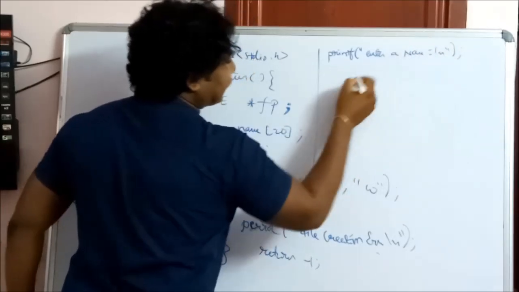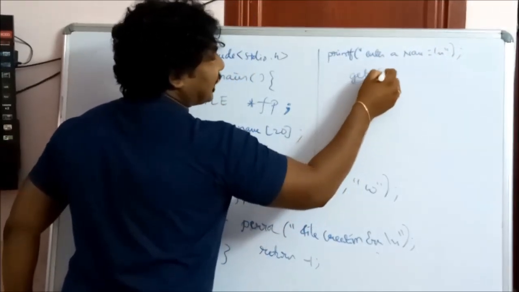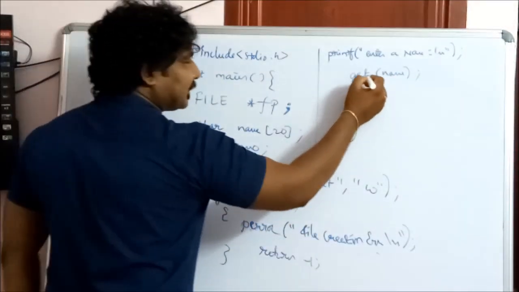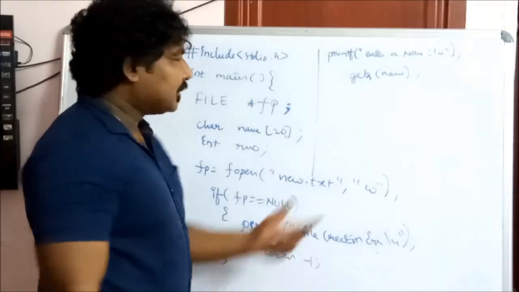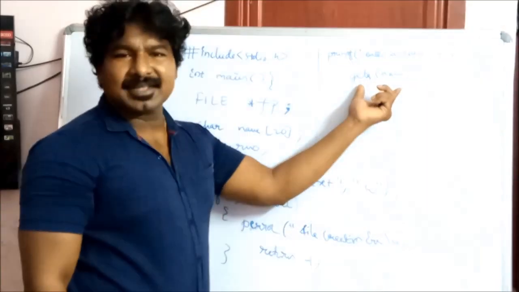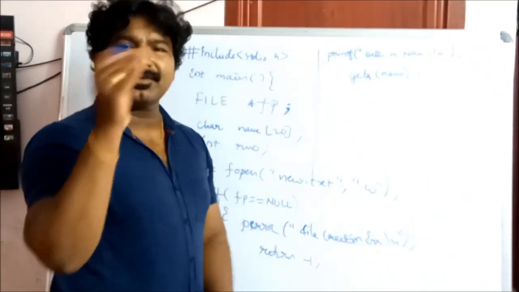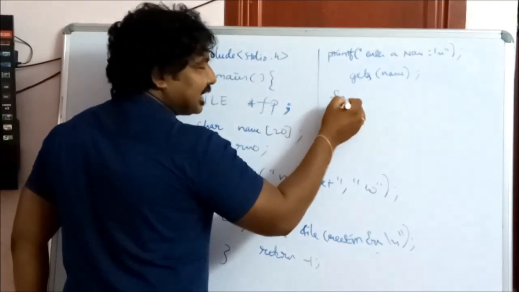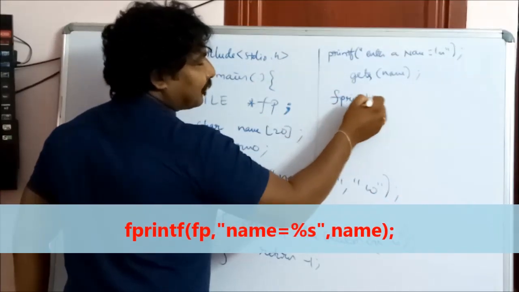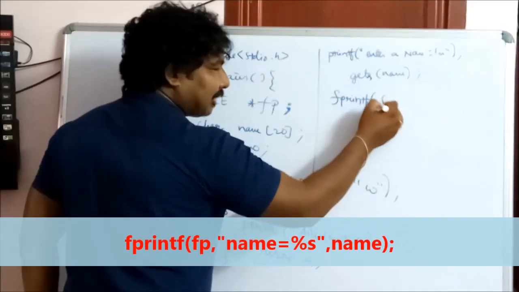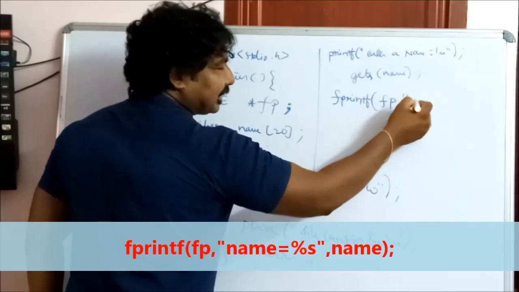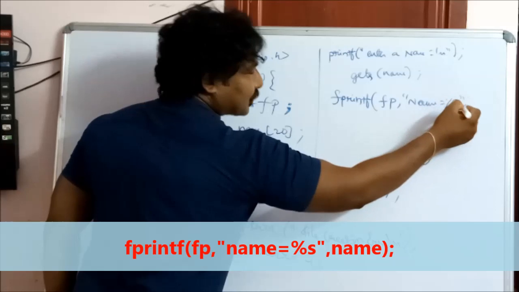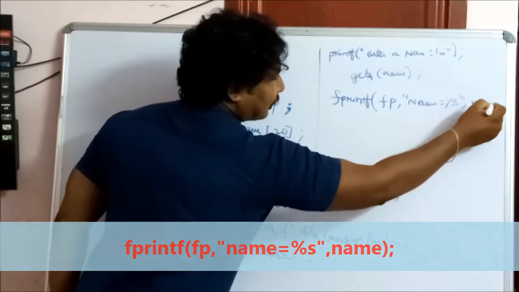So simply I'll read gets as name here. Getters will read the name. Okay, so what you have to do now: you got the value from the keyboard, that is the name. So you need to pass that value to the file. That can be performed with a special function called fprintf. fprintf has this fp, then you write name equals percentage s. So here the name value should be written.